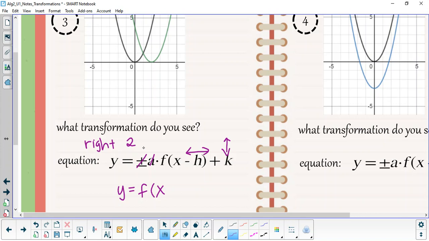So I know my transformation, I went right 2. Since I went right, it's a minus sign, so minus 2. Close my parentheses. My green graph didn't go up, it didn't go down, so I don't need K. And that would be my answer.